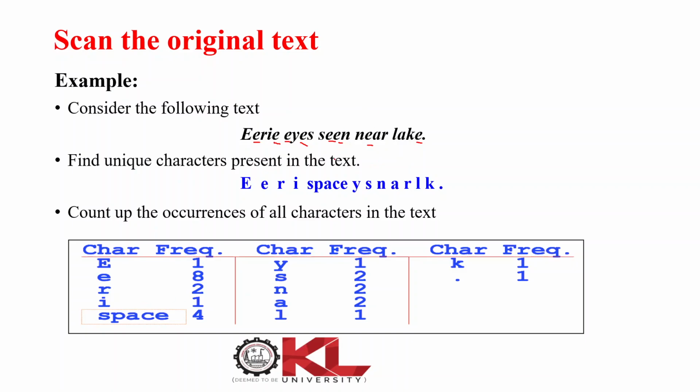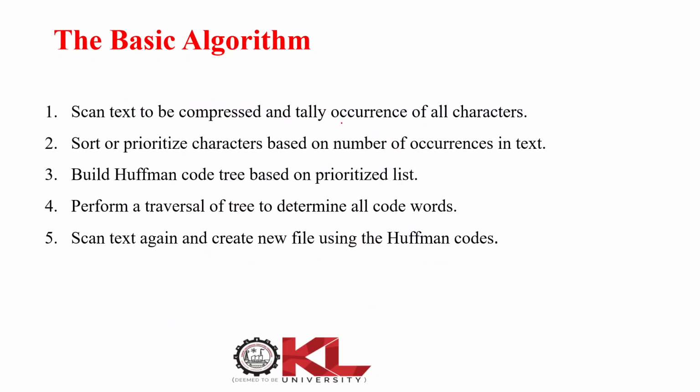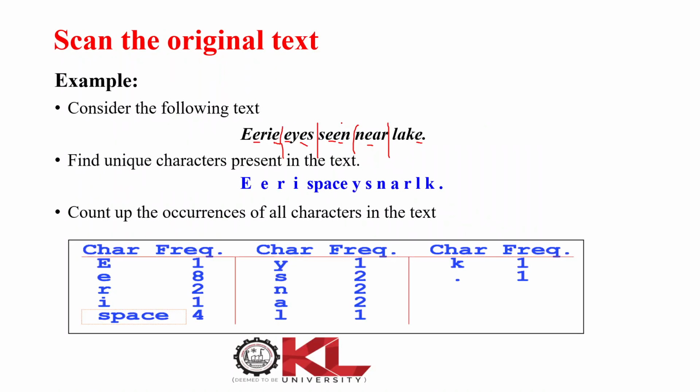And then R is occurring 2 times, I is occurring 1 time, space is occurring 4 times, and the full stop is occurring 1 time. In this way we need to note down the frequencies of the characters in this text. Then we need to build a Huffman code tree. The Huffman code tree is built with the help of these numbers of occurrences. We need to perform a traversal. I will discuss it now.